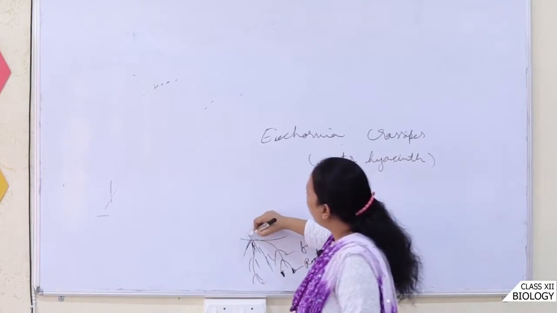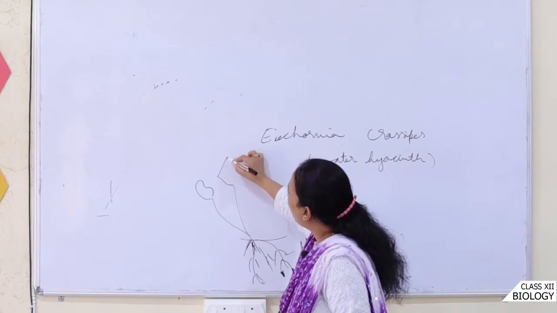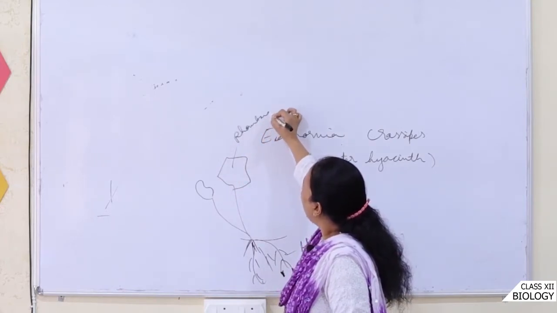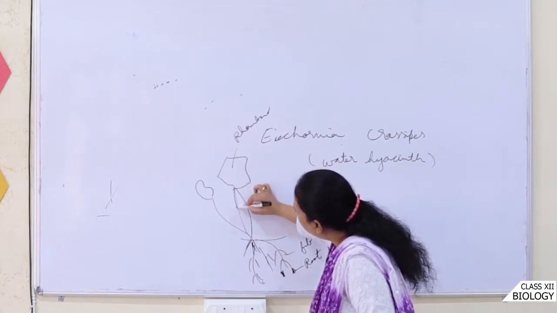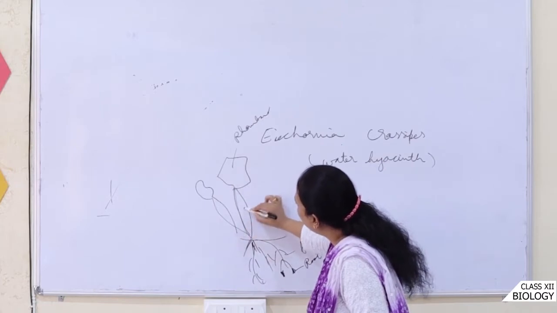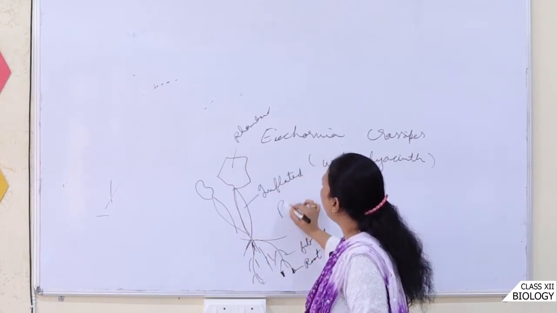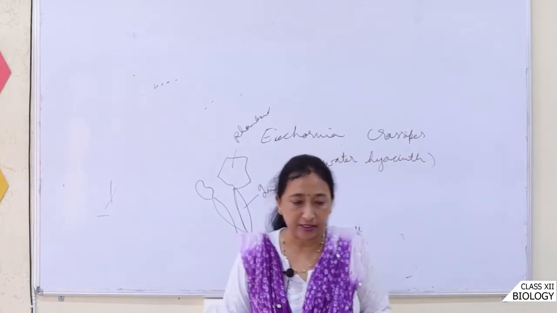The leaves of the plant are either kidney shaped or rhomboidal in shape. They don't arise like this. This is an inflated petiole. We have an inflated petiole in the water hyacinth.